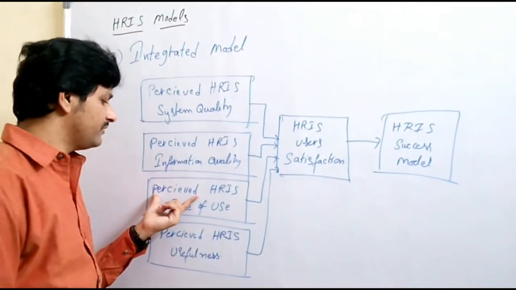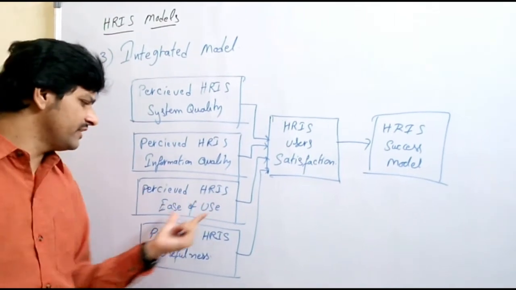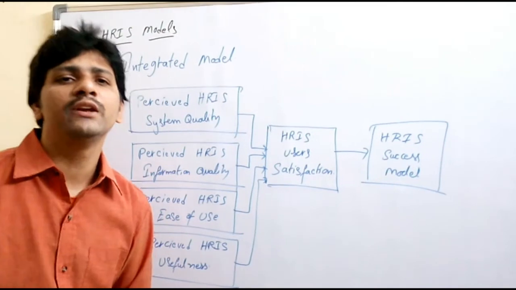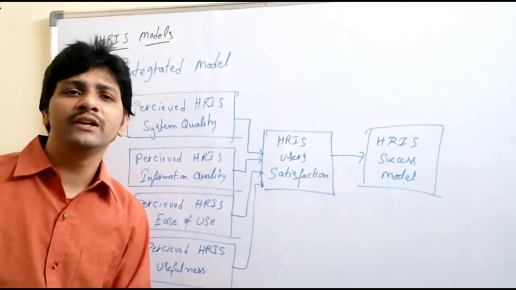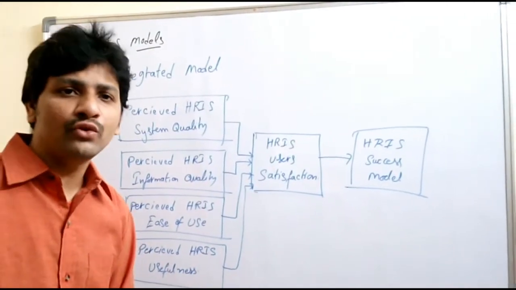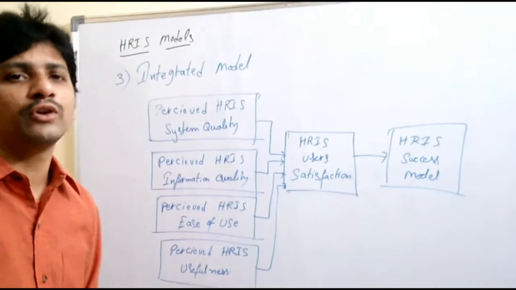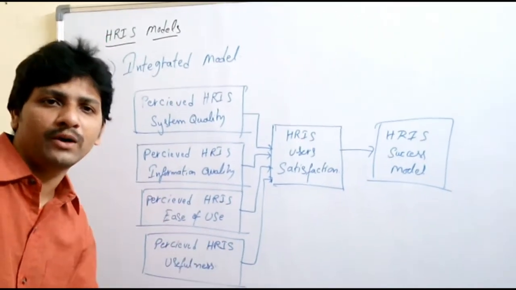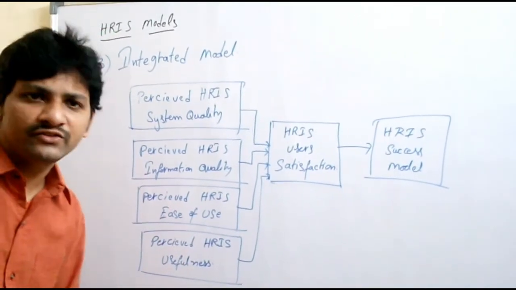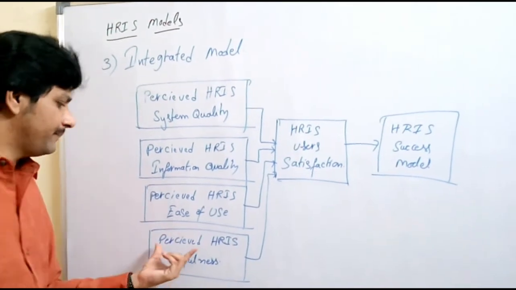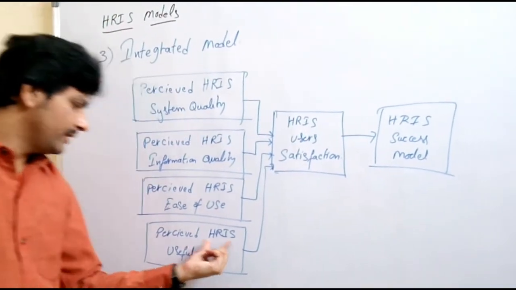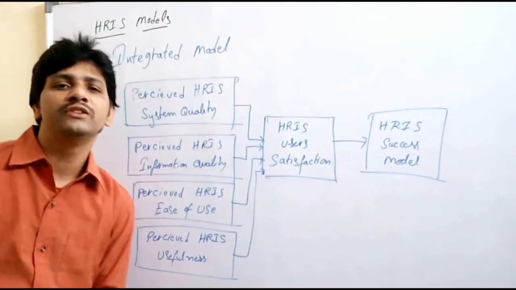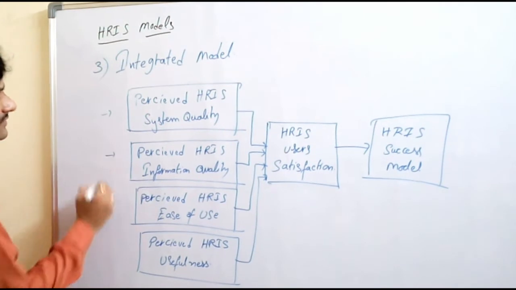And it is also precisely HRIS ease of use. Ease of use means there are different types of tools that are used very accurately, and those models are very easy to use by any particular person or an HR. And next thing is perceived HRIS usefulness. Usefulness means how useful this entire thing is, which comes under the analysis.